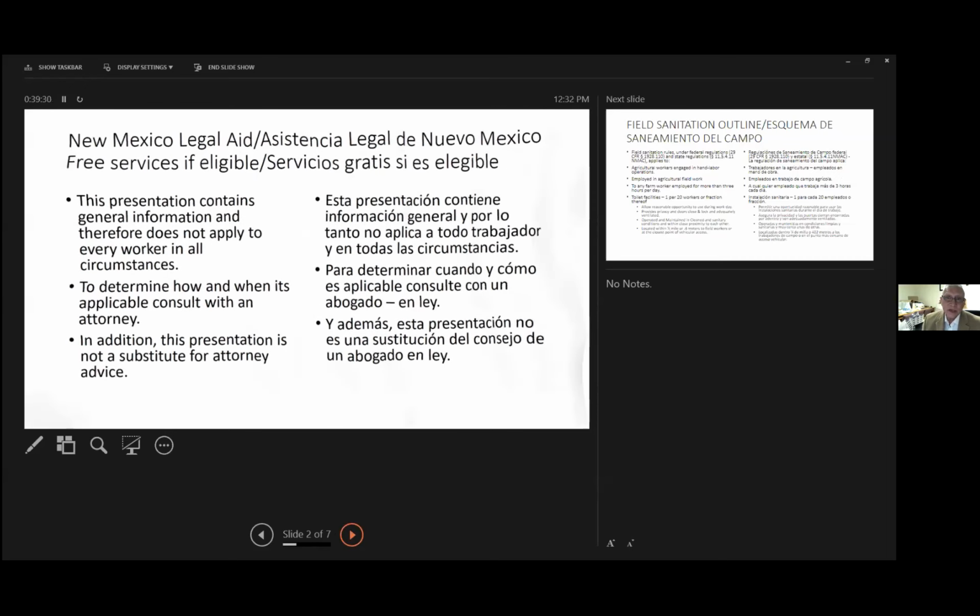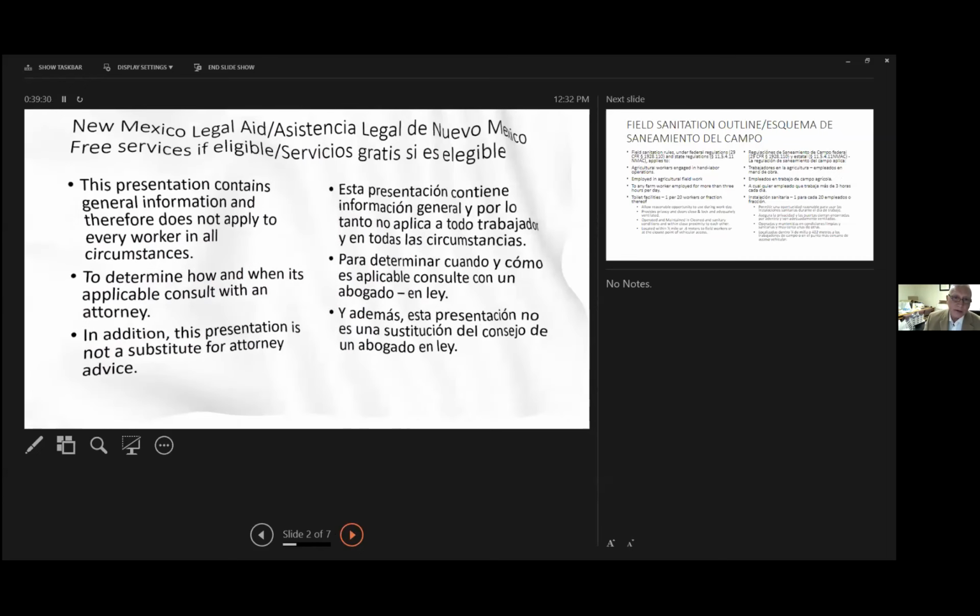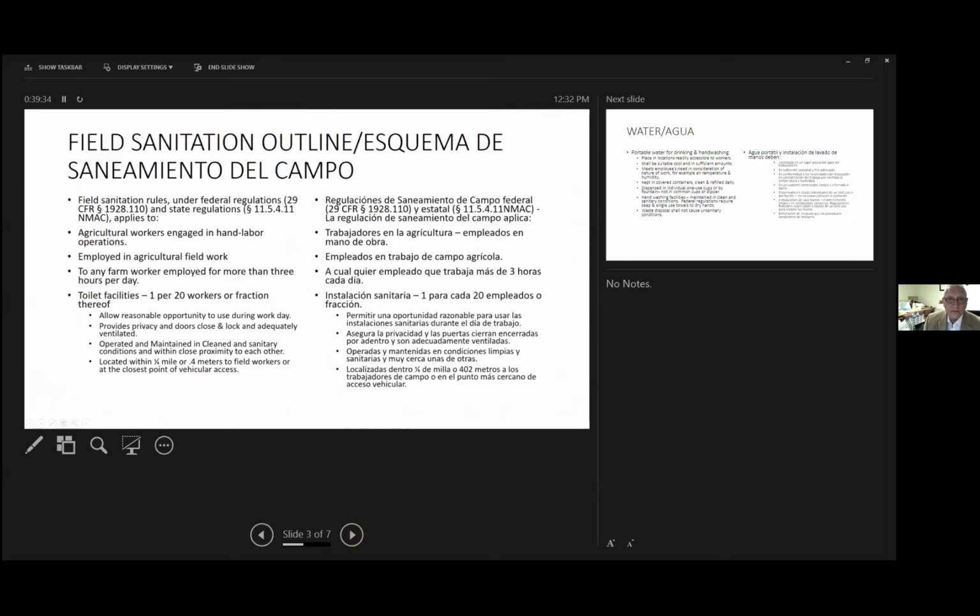For field sanitation, I created an outline. Field sanitation is derived from federal regulations, which are codified at the CFR, and also state regulations that are codified in the New Mexico Administrative Code. They apply to agricultural workers who are engaged in hand labor operations. That is, those individuals primarily who work in what they call row crops, such as chili, lettuce, onions, cabbage, pumpkins, watermelons, things of that nature.